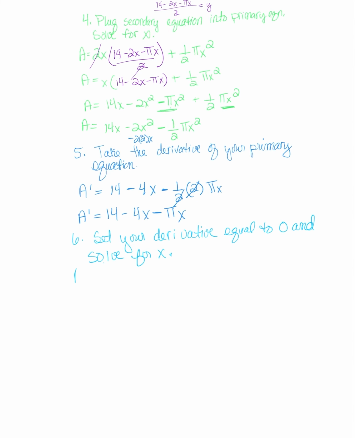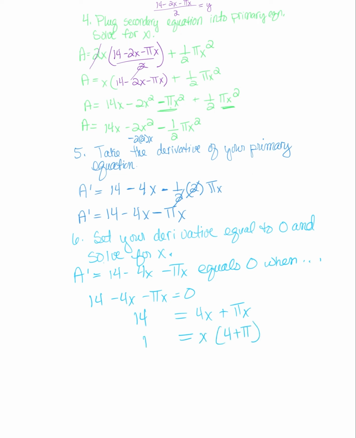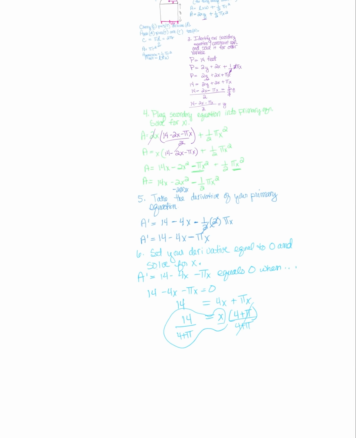Okay, so we have that A prime equals 14 minus 4x minus pi x, and this equals 0 when 14 minus 4x minus pi x equals 0. So let's move 4x plus pi x over, and then we have 14. Well, let's pull out an x here, and then we're going to have 4 plus pi. We have 14, so if we divide away this 4 plus pi from both sides, we are left with x equals 14 over 4 plus pi.